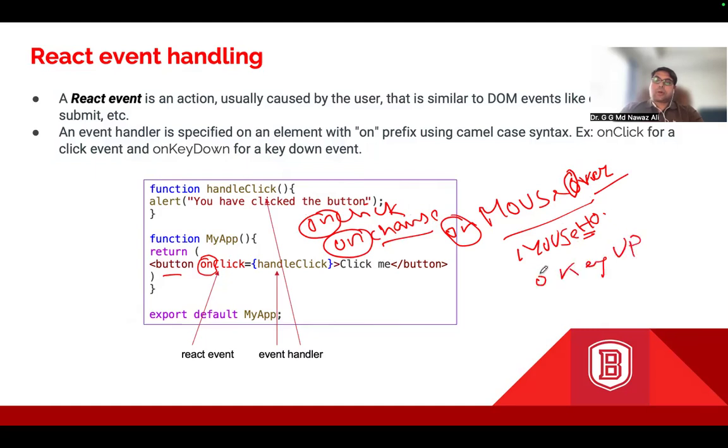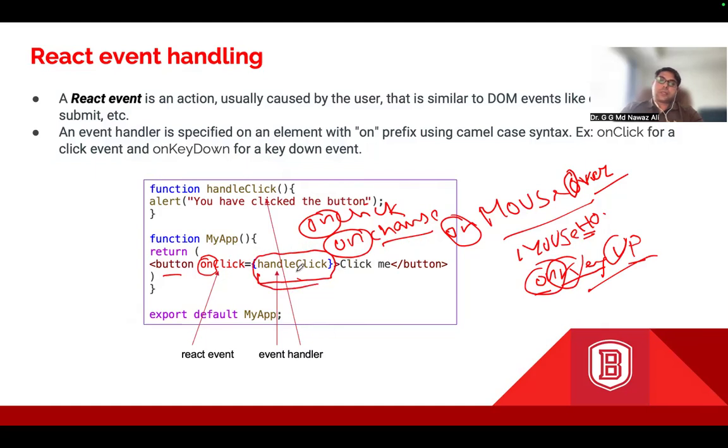Okay, and then you write on, so it's on, and then key up, so K is uppercase, up is uppercase. So this part is camel case, and then the on is just lowercase. Okay, so that's how we write the event. And then since this is a JavaScript function name, this is an event handler.